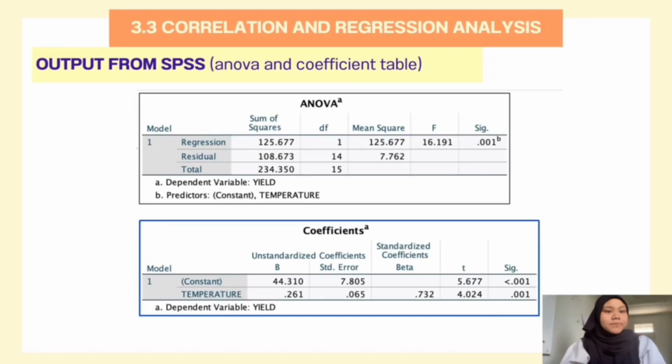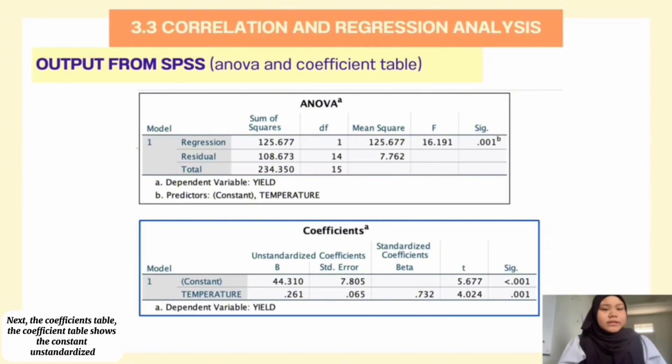Next, output from SPSS. Based on the output from SPSS, the ANOVA table indicates the significance of the model fit. The p-value of our data is 0.01. For the model to fit, the p-value should be less than or equal to 0.05. So this means there's a statistical difference between temperature and percentage of yield, and we also meet the best model fit.